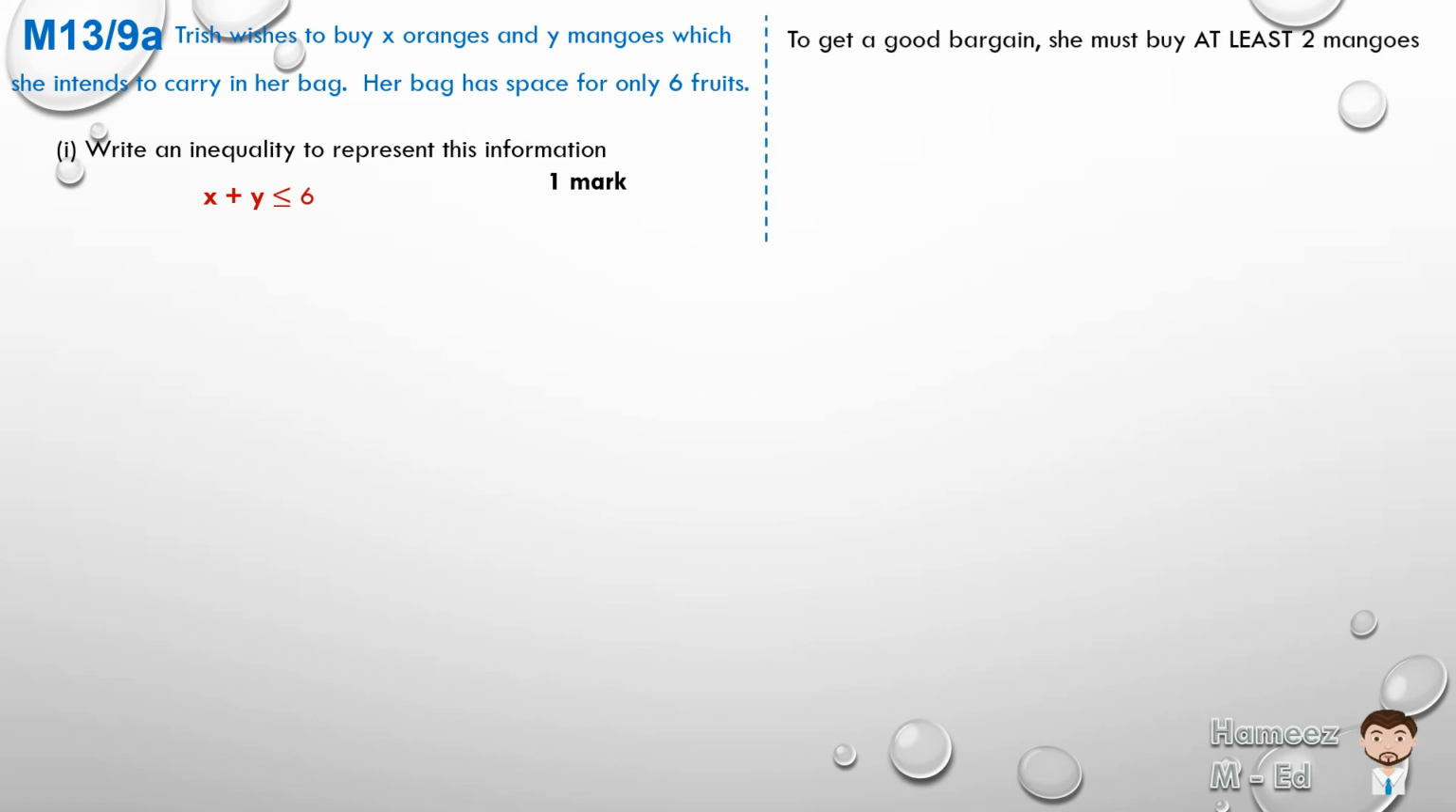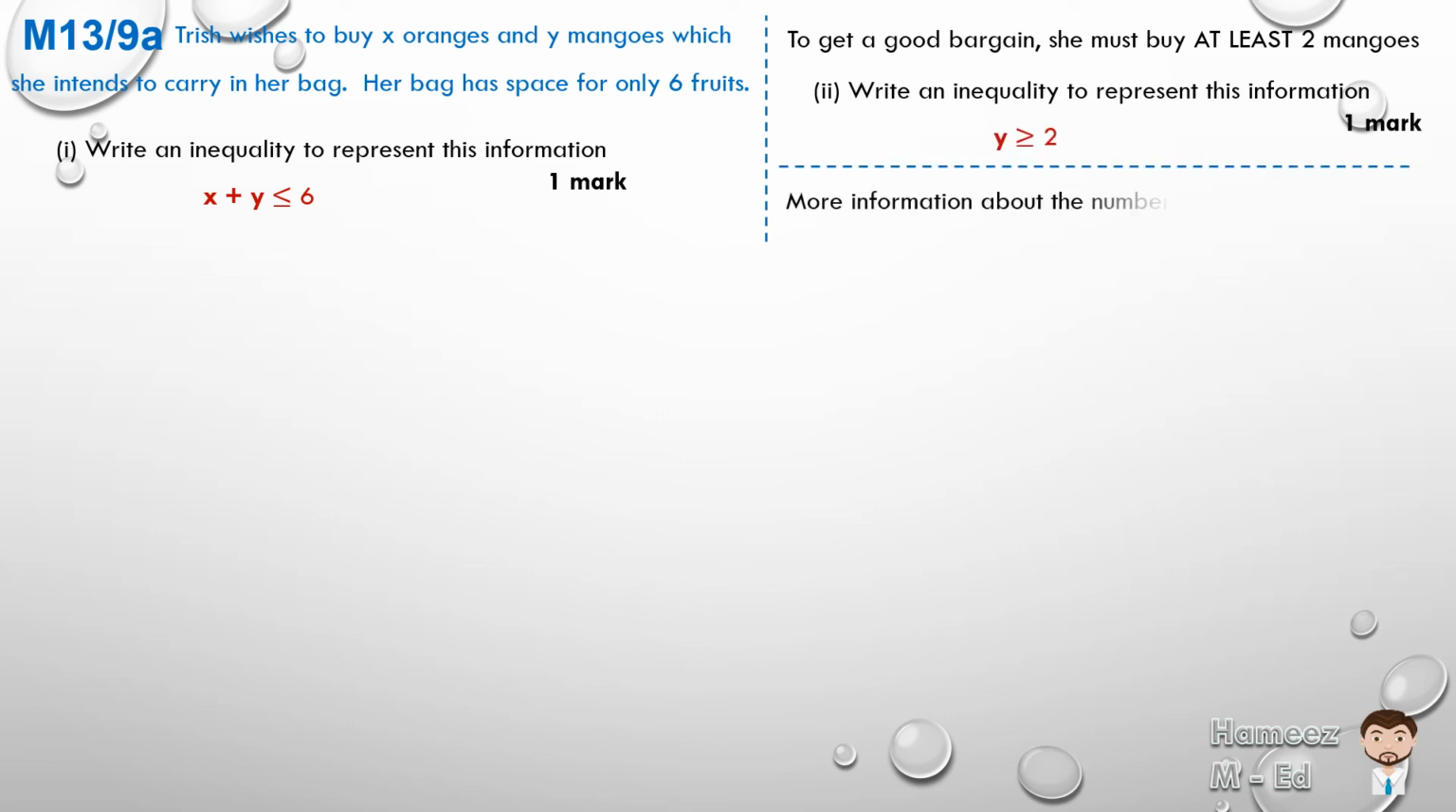To get a good bargain, she must buy at least 2 mangoes. So part 2, write an inequality to represent this information. Now mangoes is represented by Y. So the number of mangoes must be equal to 2 or greater than 2. More information about the number of oranges and mangoes associated with the good bargain is represented by Y is less than or equal to 2x.